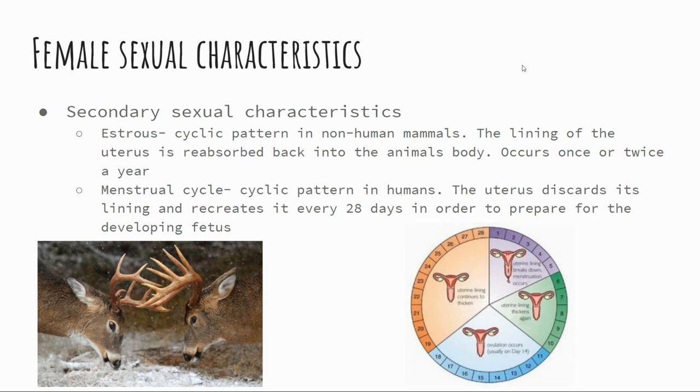Some secondary sexual characteristics of female, you have the estrus, which is a cyclic pattern in non-human mammals. The lining of the uterus is reabsorbed back into the animal's body, and this occurs once or twice a year. Then you have the menstrual cycle, which is a cycle pattern in humans, and the uterus discards its lining and recreates it every 28 days in order to prepare for the developing fetus.